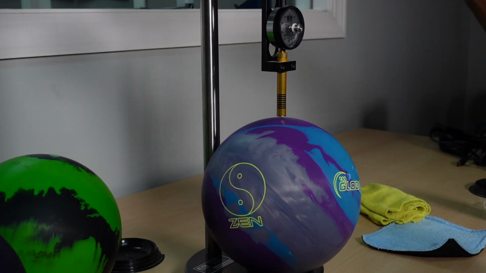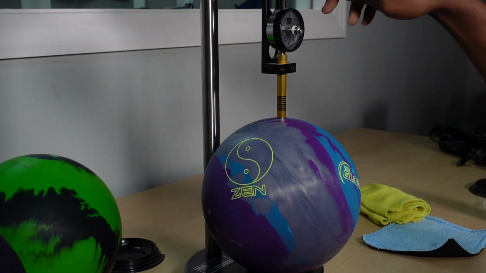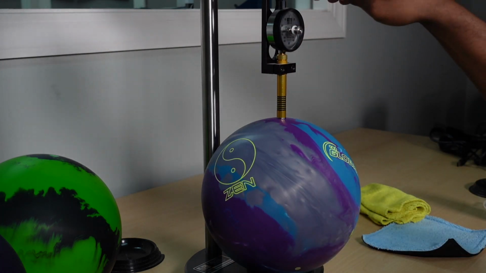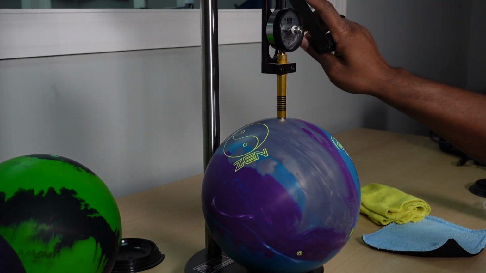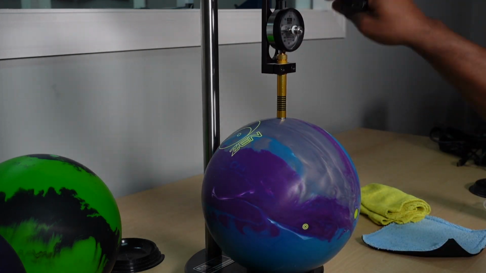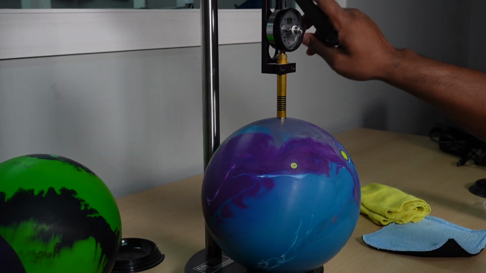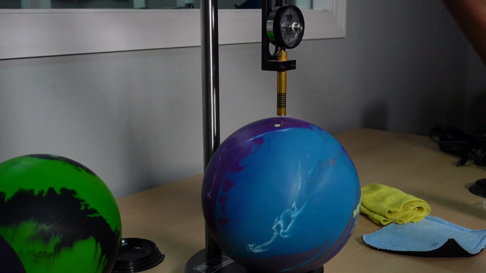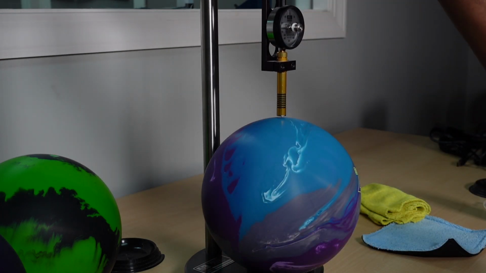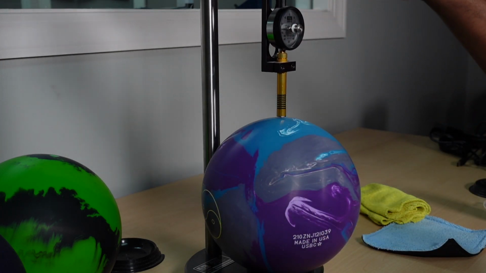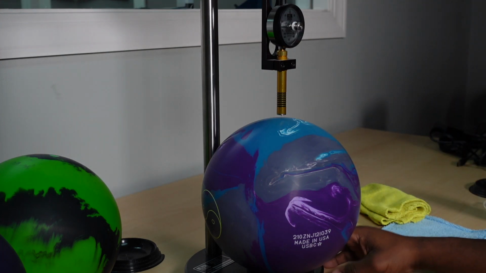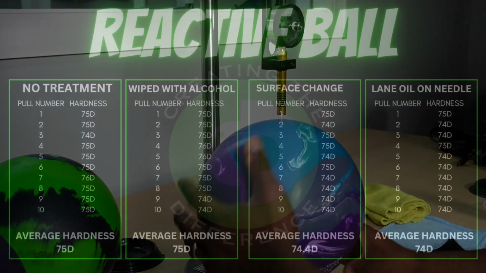So when we look at what we're doing here, and when we take a look at our first set of data, you're going to see that altering how the ball is tested for hardness can really change the readings that you get. And that can be the difference between a ball being legal and a ball not being legal.